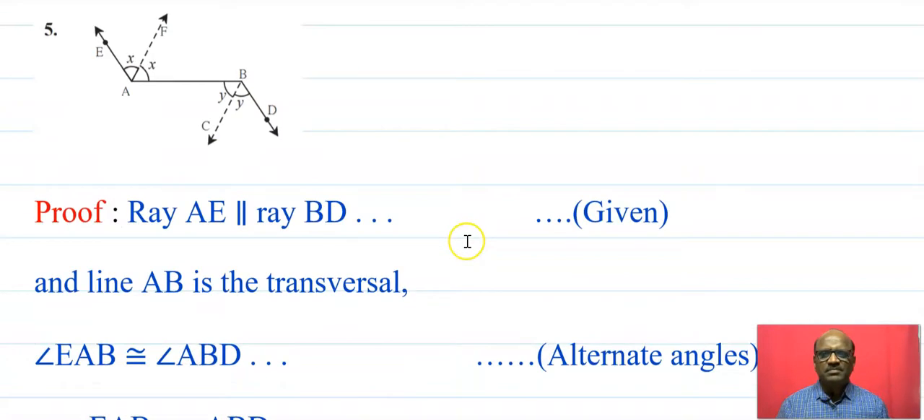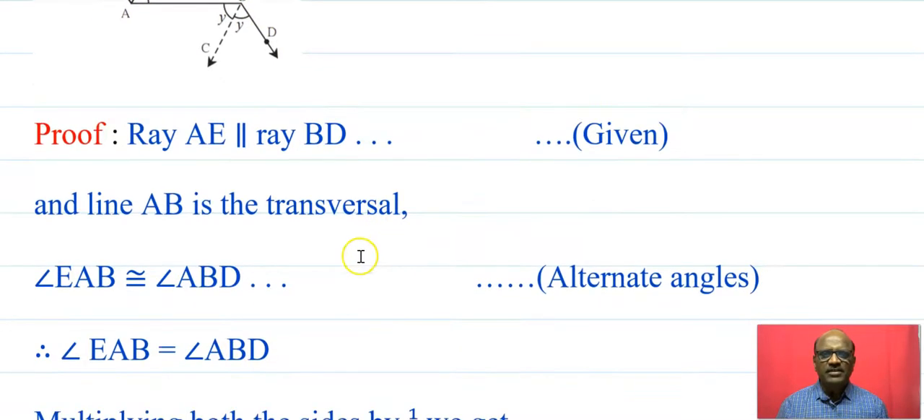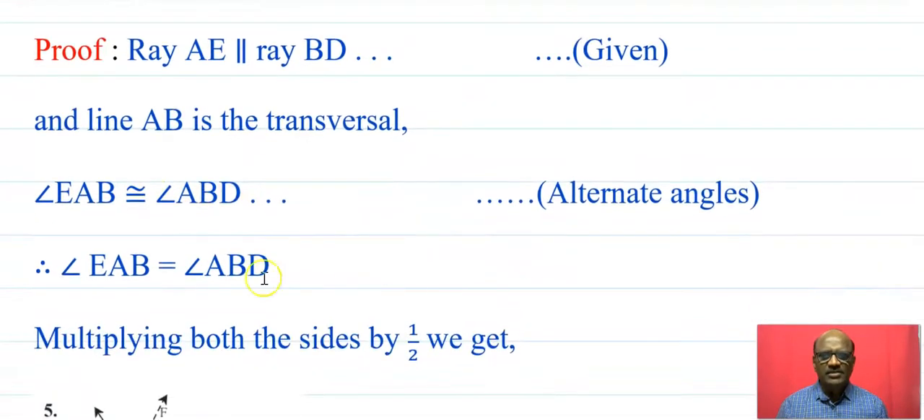Now here, ray AE is parallel to ray BD, and the line AB is their transversal. Therefore, the measure of angle EAB is congruent to the measure of angle ABD. These are the alternate angles. That is, angle EAB is equal to angle ABD.